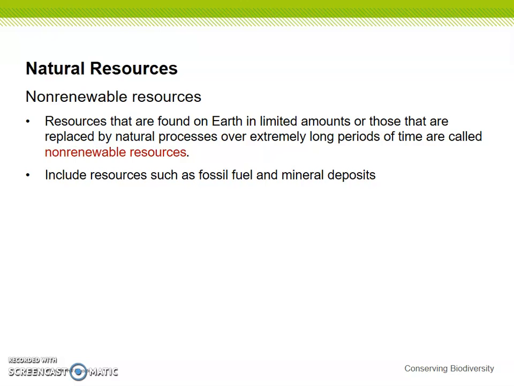Non-renewable resources, resources that are found on Earth in limited amounts, or those that are replaced by natural processes over extremely long periods of time. These include fossil fuels and mineral deposits. So we use them really quickly, and they are not being replenished at that same rate.